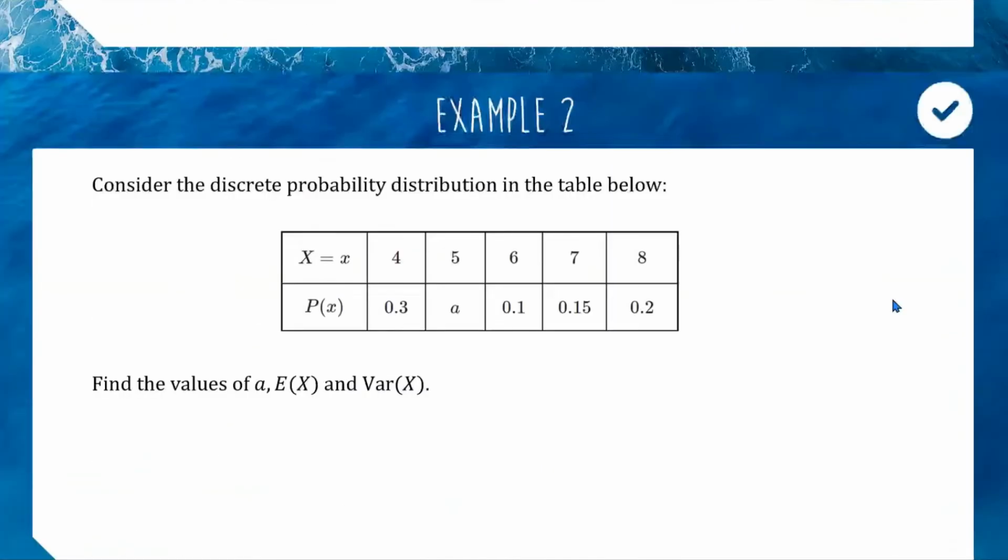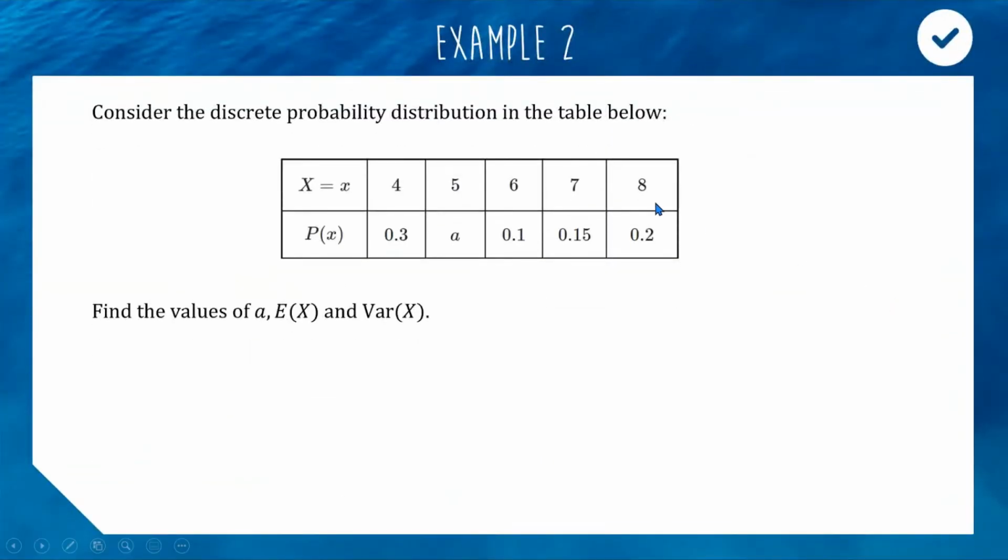Let's try another one. So example two, we have another probability distribution, outcomes across the top and probabilities across the bottom. One has been left unknown as the value of A. For this question, we're going to find the value of A, and then we're going to find the expected value, and then we're going to find the variance. If you feel confident with trying these by yourself, of course, as always, pause and see how you go. You having a go first will make the solution much more impactful.